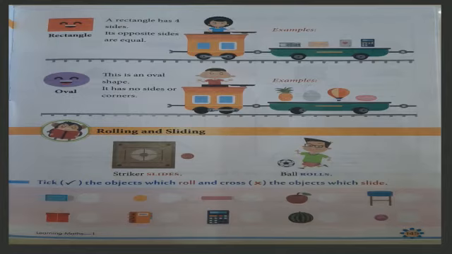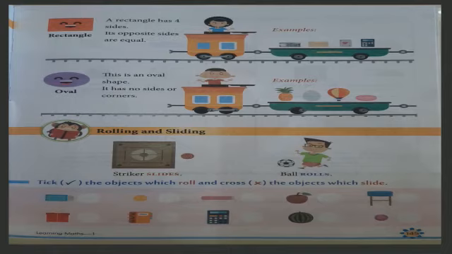See the first one. What is that? It is an eraser. It is flat. It has a flat portion. So it slides on the surface. So we have to cross it.